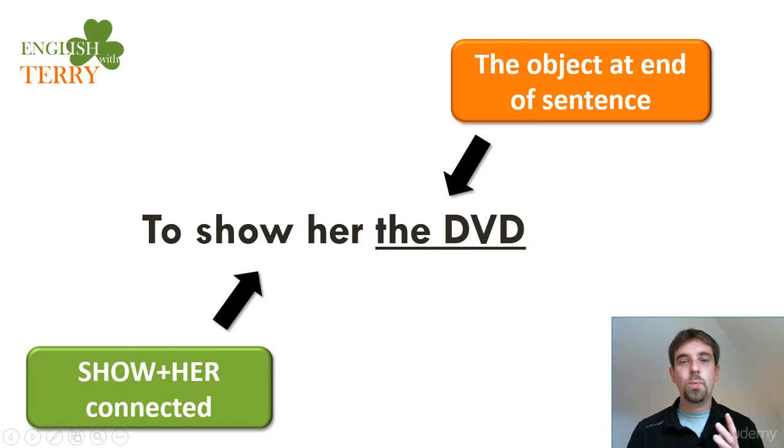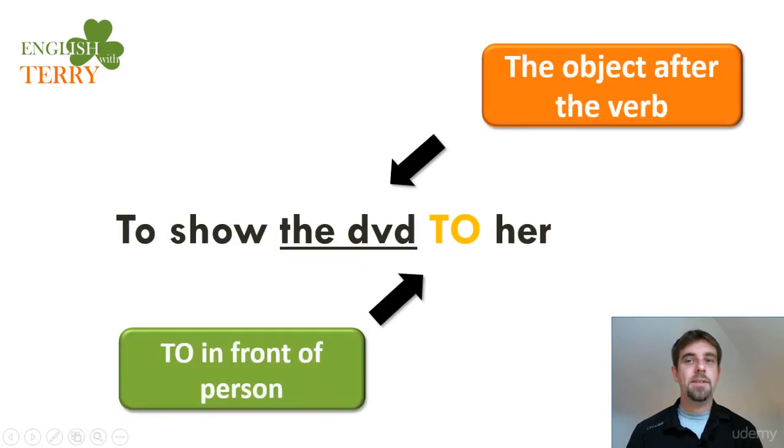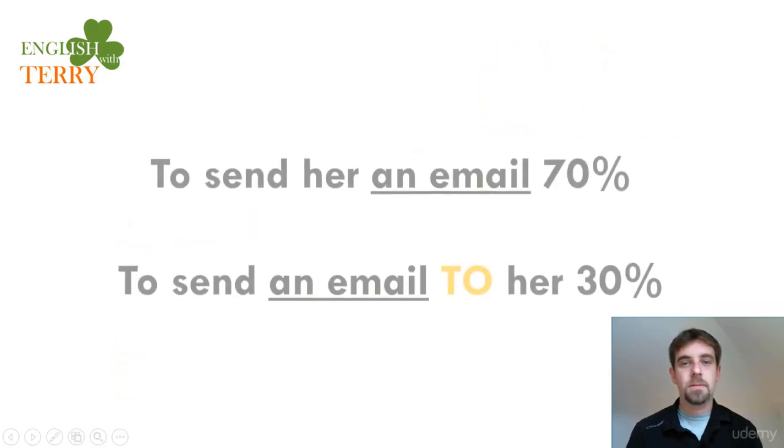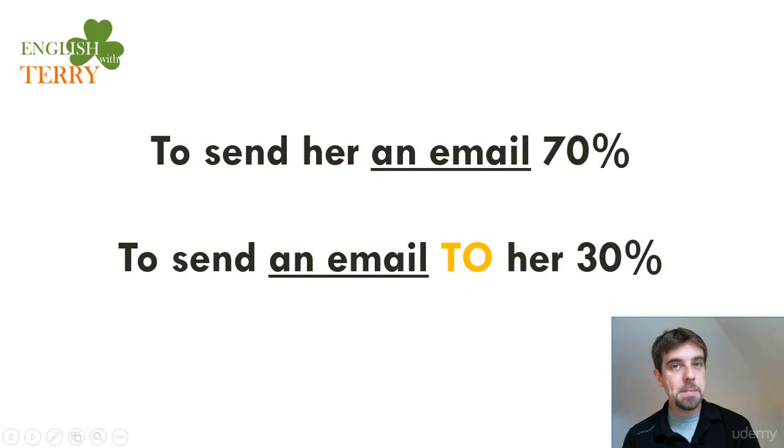So when we're looking again at the idea, right? Show her the DVD. The DVD is the object at the end of the sentence. So show and her are connected. If we have the object after the verb, to show the DVD, you must have to in front of her. Send her an email and to send an email to her.